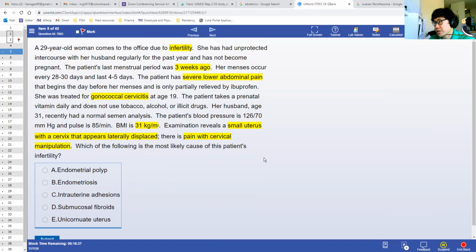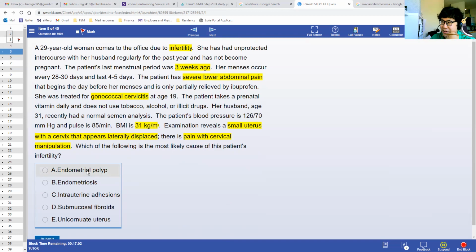So in this case, we have three clues in the very beginning. One, severe lower abdominal pain, which you would see during menses, and that's endometriosis. Two, you have this history suspicious for PID. Three, you have this BMI that's suspicious for PCOS, and all three of those can cause infertility. Now, ruling out the answer choices that aren't related.